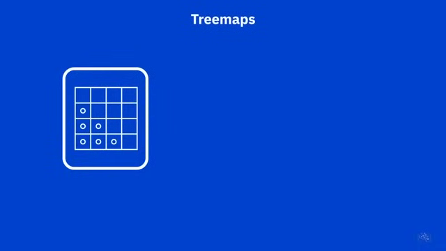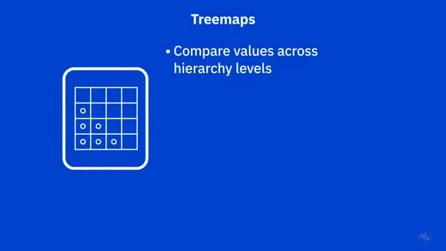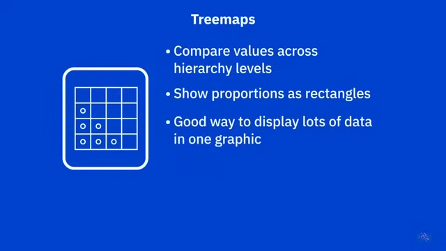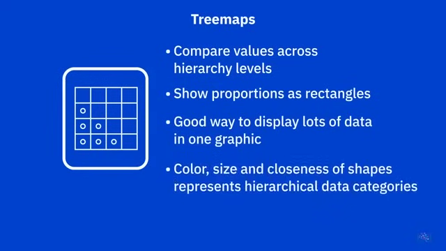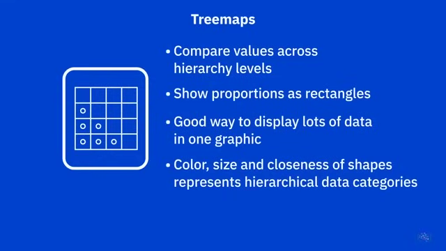A tree map chart is used to compare values across hierarchy levels and show proportions within hierarchical levels as rectangles. Tree maps are a good way of displaying lots of data in one graphical asset, because they use the color and closeness of proportional shapes within the chart to represent hierarchical data categories, which is a difficult thing to achieve with most other types of chart.